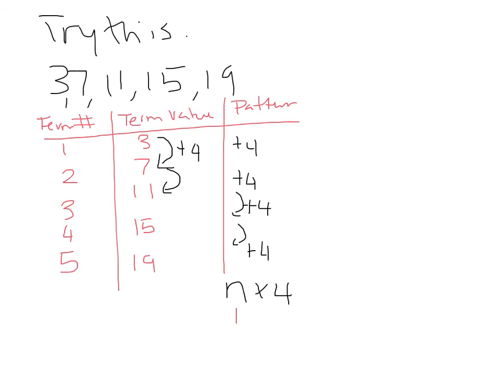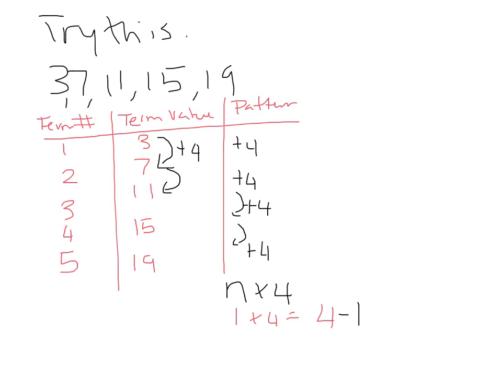So if I put in my 1 times 4, I end up with 4. Didn't quite work, did it? Because when my term number is 1, my value should be 3. I did a term number of 1, and my value ended up being 4. So in this case, again, you're asking yourself that math concept. What do I need to do to this 4 to make it a 3? So would I add, subtract, multiply, divide? And I would figure out that I need to subtract 1.